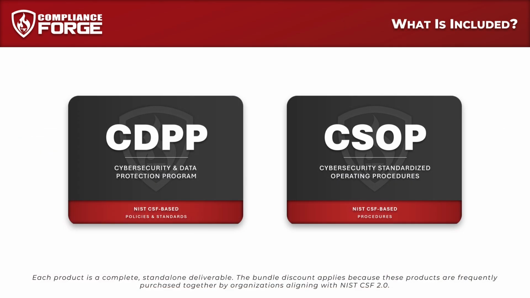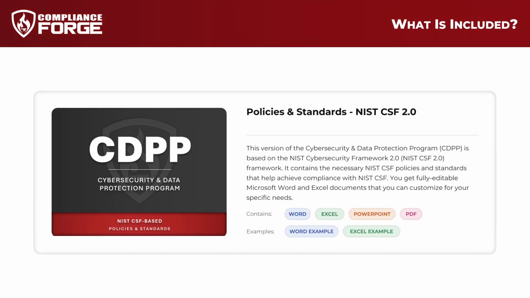So what do you actually receive? The PSP Bundle 1 includes 2 ComplianceForge products, delivered together as a discounted bundle. Each is a complete, standalone deliverable. The first is the Policies and Standards for NIST CSF 2.0. This version of the Cybersecurity and Data Protection Program contains the necessary NIST CSF policies and standards that help achieve compliance with the framework. You get fully editable Microsoft Word and Excel documents that you can customize for your specific needs.